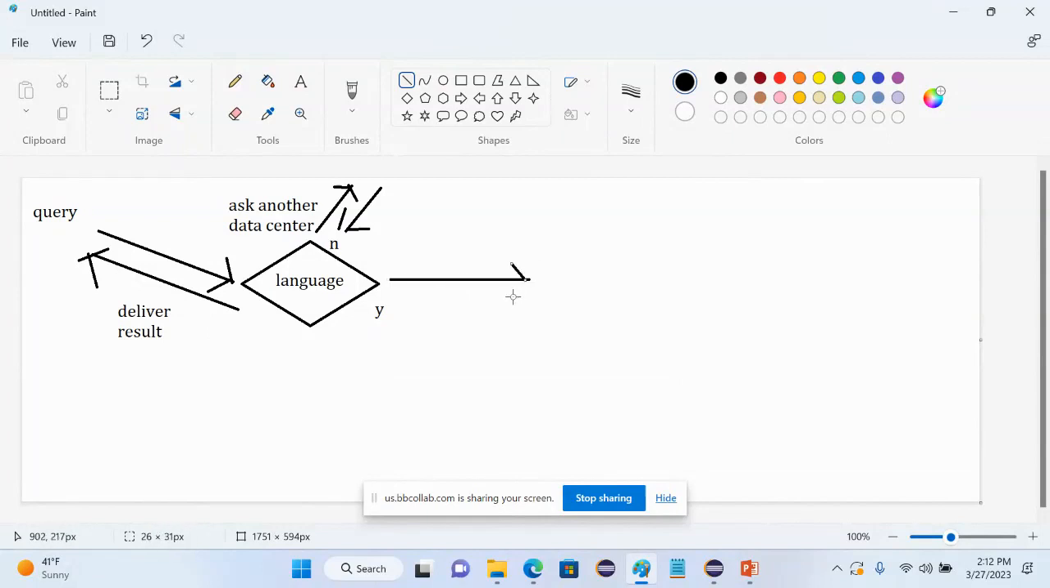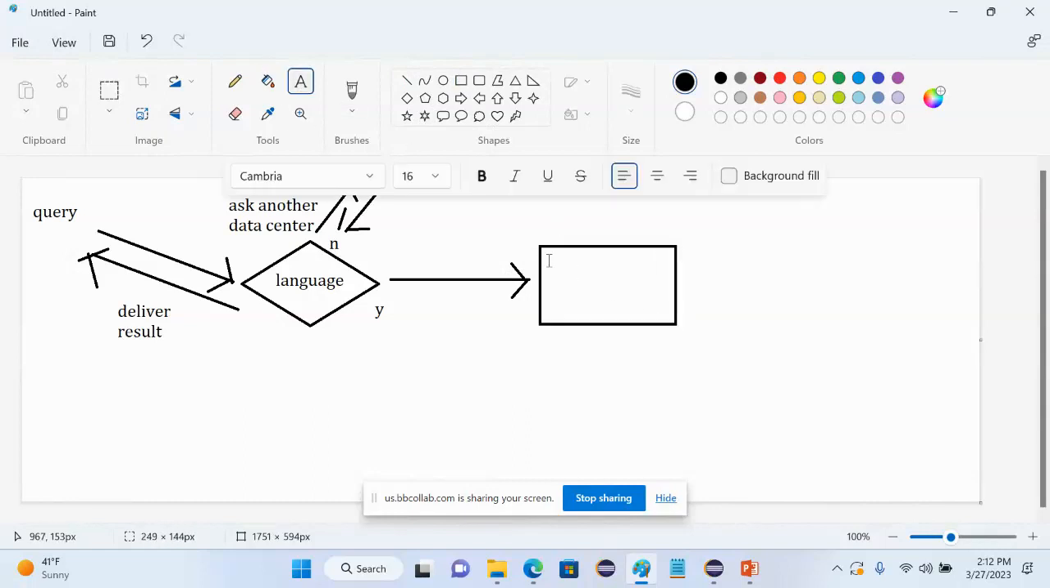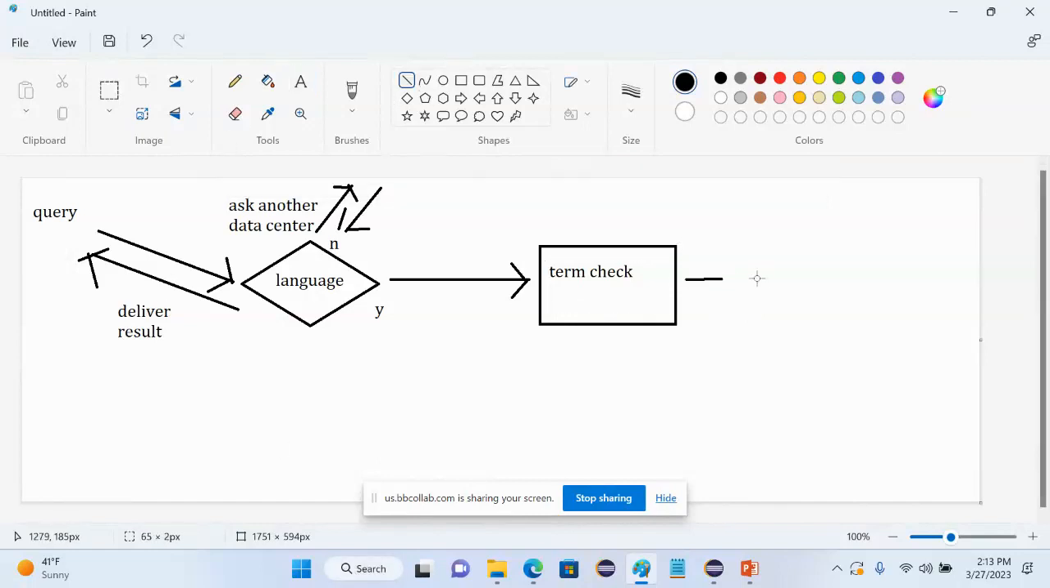is Google is going to put it through a term check. All right, it is going to say, what are the terms that we are going to pull from this search query, right? So if you enter in a long string of text, Google has to look at things like how are they going to be grouped, and are there any misspellings in there? Google has to feed that to the next stage.